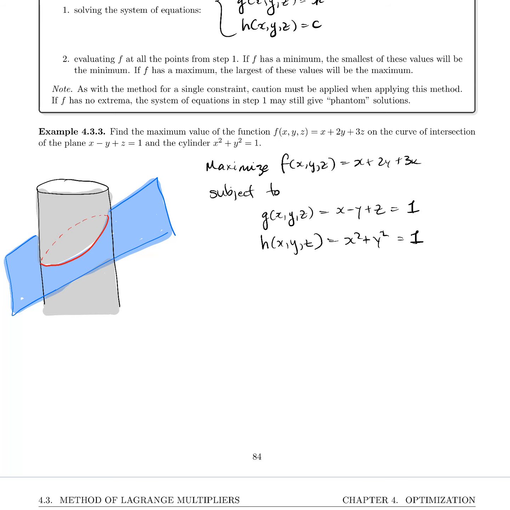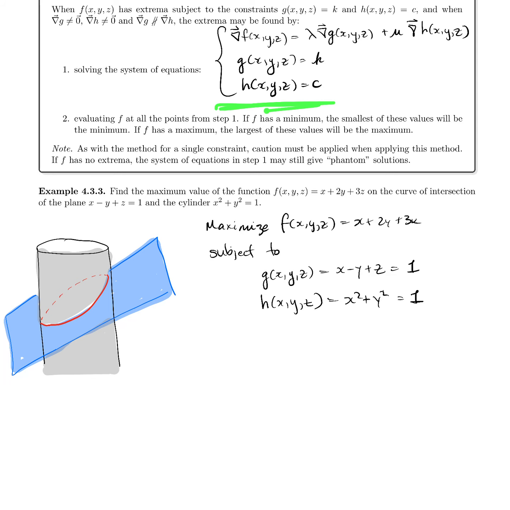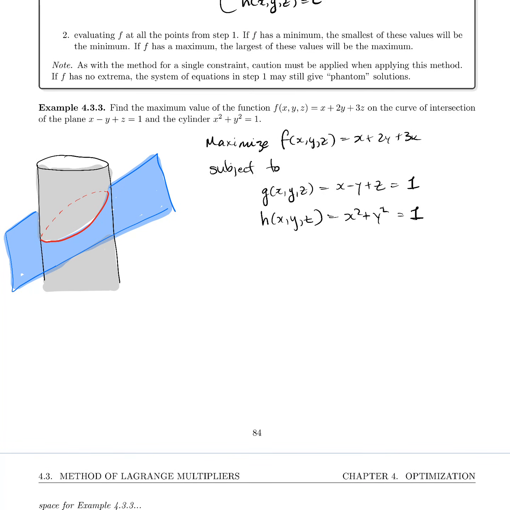We need some gradients to set up the system of equations for Lagrange. So let's calculate the gradients of these three functions. The gradient of f, taking the partials of this expression with respect to x, y, and z, I get a constant vector 1, 2, and 3. The gradient of g, so now the partials of this expression, we also get a constant vector 1, minus 1, and 1. And lastly, the gradient of h, 2x, 2y, and since there is no z, 0.